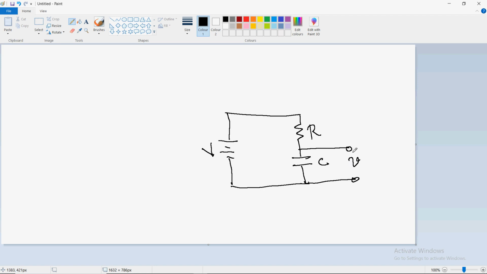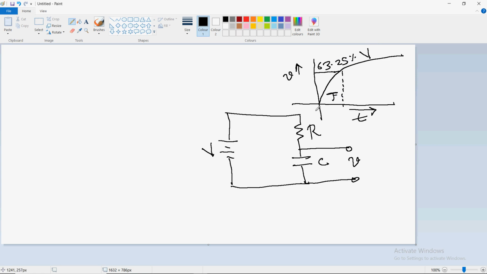So when we observe this voltage across the capacitor and plot it against time, this will be the approximate graph of V versus T, with x-axis T and y-axis V. So what is time constant? Time constant is the time required to charge the capacitor up to 63.25% of the supply voltage. So this is 63.25% of V, and this is the time constant, capital T.